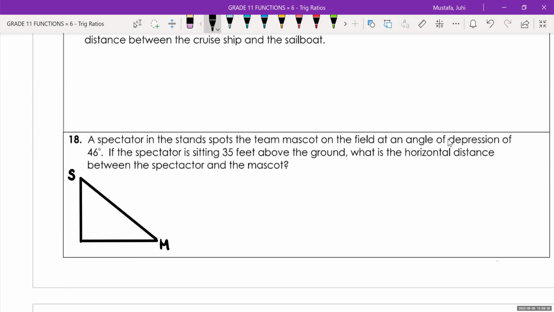Now, if he is looking down, remember, you always want to label your angle of depression and elevation from the horizontal. So I'm actually going to have to draw in a little bit of a fake horizontal line to remind me that my horizontal line is whatever the spectator is looking at. So the spectator is standing in the stands, so the line is where his vision is. And then the angle of depression is actually going to be 46 degrees from there. So this right here is going to be 46 degrees.